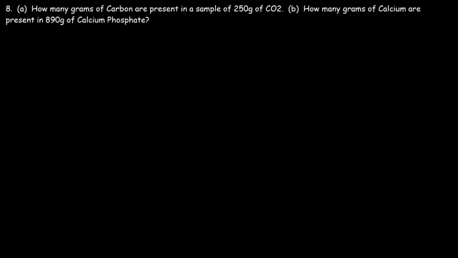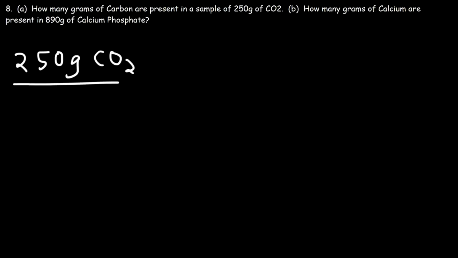Now here's another question for you. How many grams of carbon are present in a sample of 250 grams of CO2? So how can we convert from the grams of a compound to the grams of an element that is part of that compound? What do you think we need to do here? There's different ways of doing this, but for part A, I'm going to show you one way of doing it. Let's start with what we're given, and that is 250 grams of carbon dioxide.